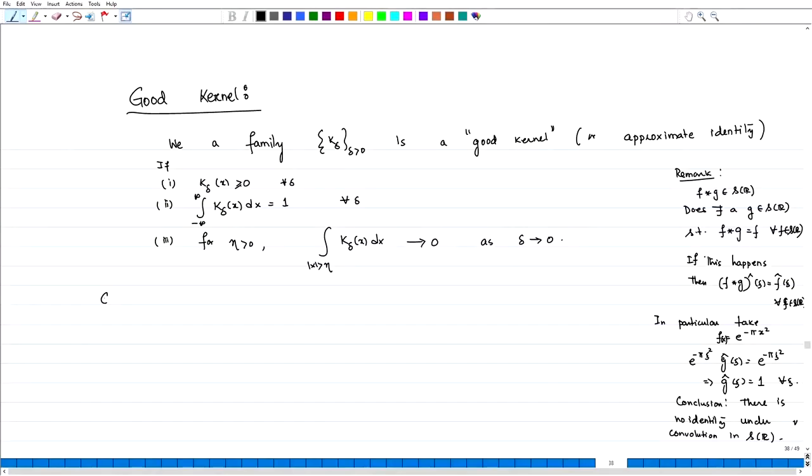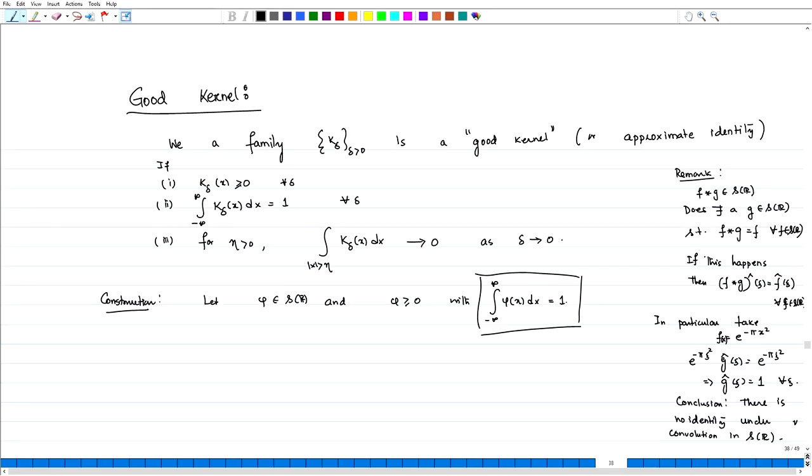Now the question is: does there exist a lot of approximate identities in the Schwartz space? So, let us construct. Let phi be in the Schwartz space, with phi greater than or equal to 0 and the integral from minus infinity to infinity of phi of x dx equal to 1. Any non-zero function in the Schwartz space I can take, and if the integral is not equal to 1, I can divide by the integral to get this condition. So this is not superficial; we can always get it for any non-negative Schwartz class function.